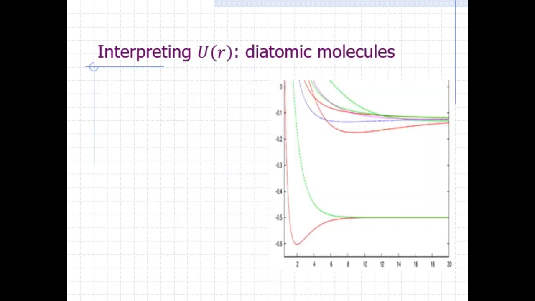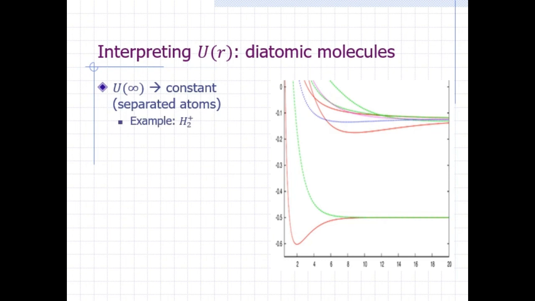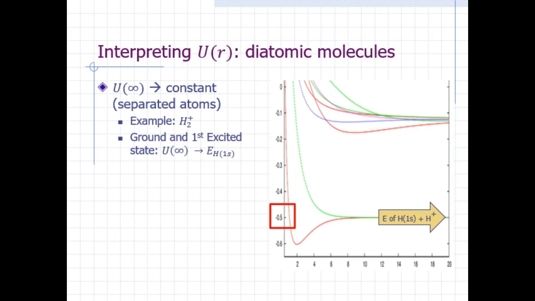Let's examine the typical molecular potential energy functions that describe electronic states of diatomic molecules. For a diatomic molecule, the potential energy function approaches a constant value as the internuclear separation, R, approaches infinity. This constant value is just the electronic energy of the separated atoms. For example, in the case of H2+, the potential energy for the two lowest electronic states approaches the value of the electronic energy associated with a hydrogen atom with an electron in the 1s orbital, which is negative 1/2 Hartree.